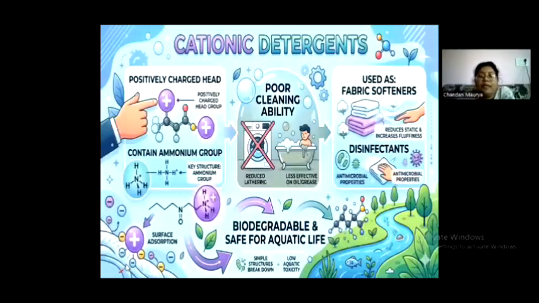The next type is cationic detergents. Cationic detergents are similar to anionic ones, but quaternary ammonium replaces the hydrophilic anionic sulfonate groups. The ammonium center is positively charged. Cationic surfactants generally have poor biodegradability.